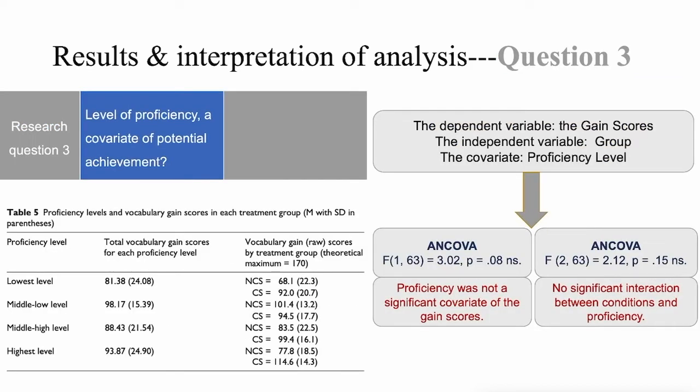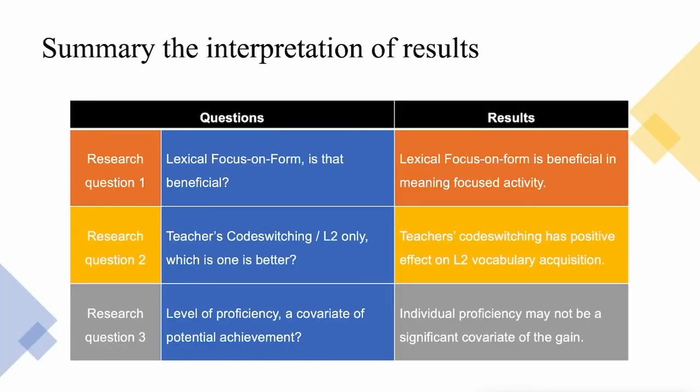For the third question, the researchers first calculate the gain score made by each of the 2 treatment groups in the combined post-test. You can see Table 3. Then, using ANCOVA, they found that proficiency was not a significant covariate of the gain scores. Actually, all these research questions were addressed. You can just take a very quick look at these 3 results again.